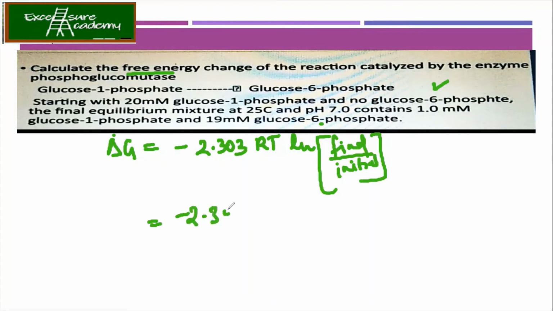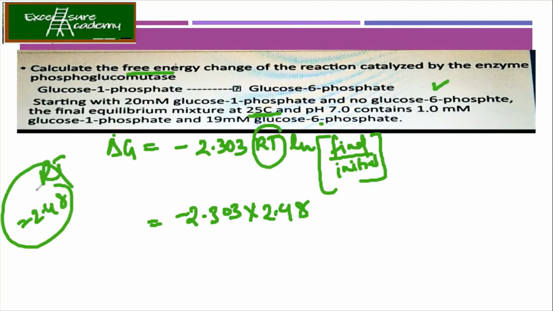So what is the answer? Minus 2.303. What is the value of RT? You can learn it by heart. Okay, R is 8.314, and it is given 25. So whenever 25 is given, your RT value is always 2.48. You can just learn this by heart. Then it is not ln, it is log. If you're using 2.303, then it is log. If this value is not there, then it is ln.